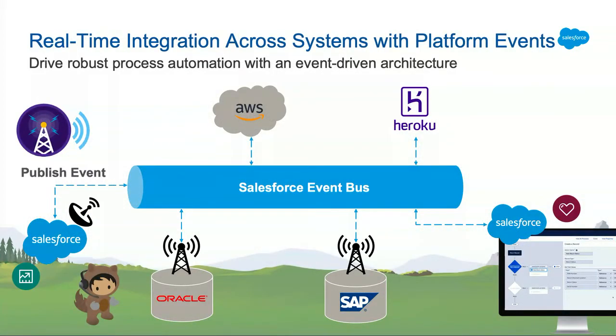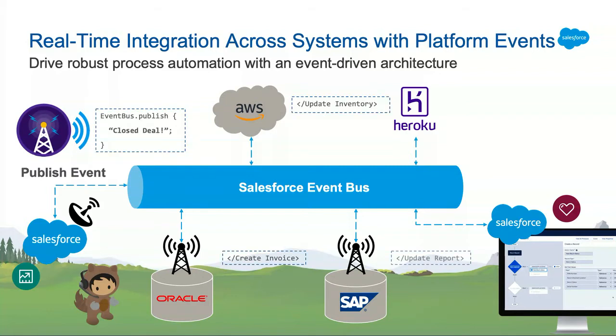An example here is an order being closed, right? We publish a custom signal, and that's what a platform event should represent: a custom business signal that's specific to your business and specific to your use case. In this case, we close a deal. We need to update inventory on AWS. We need to trigger an SMS from Heroku. We're updating an invoice on Oracle and updating some quarterly reports on SAP.